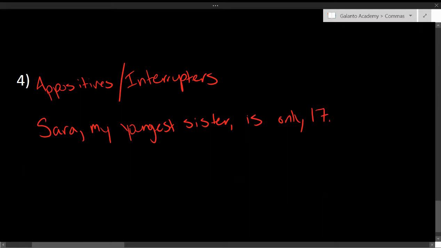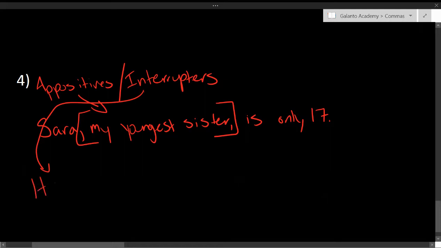So this would mean if it's an appositive or an interrupter that's non-essential, that the sentence does not need it to be an independent clause. So if we took it out, Sarah is only 17, that would still work. The appositive part of it means that it is repeating something else in the sentence. An example of an interrupter is something that interrupts the flow of the sentence but isn't required.